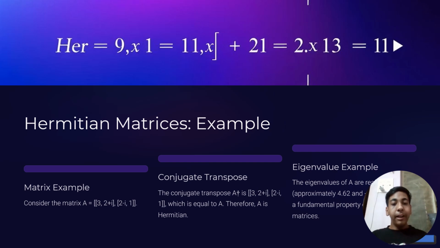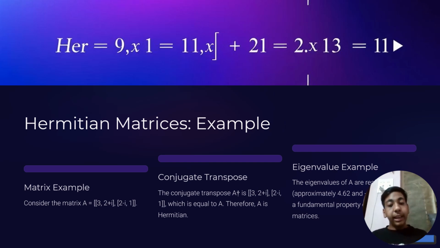For further understanding, here is an example. The matrix is 3, 2 plus i, 2 minus i, 1. Then we have to find its conjugate transpose. The conjugate transpose is 3, 2 plus i, 2 minus i, 1.